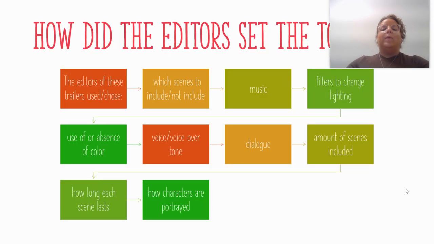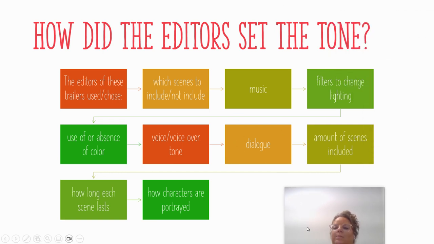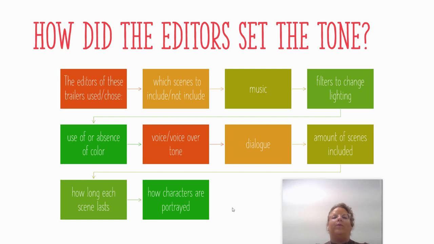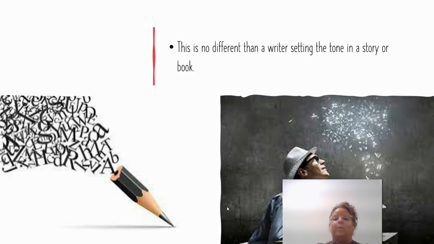So when we think about a movie or a movie trailer, how do editors set the tone? Well, when they're making their trailers, they choose which scenes to include or not to include. They include music, filters to change the lighting. There's a use or absence of color. There's voices or voiceovers, dialogue, an amount of scenes included, and how long each scene lasts, or how characters are portrayed.